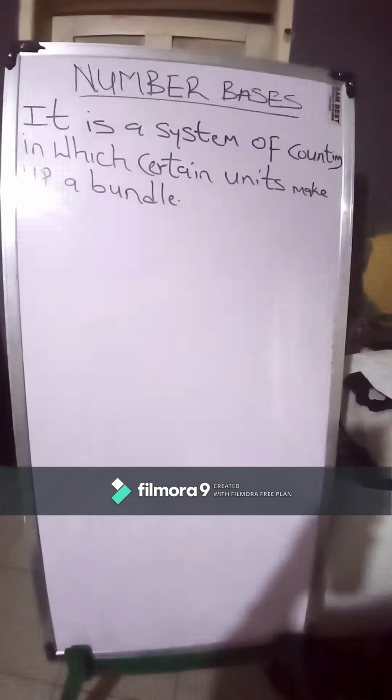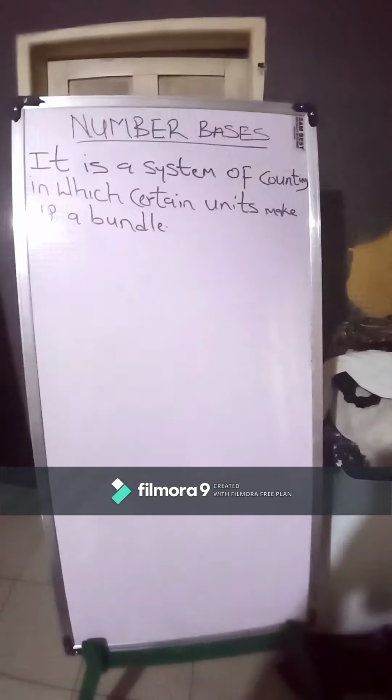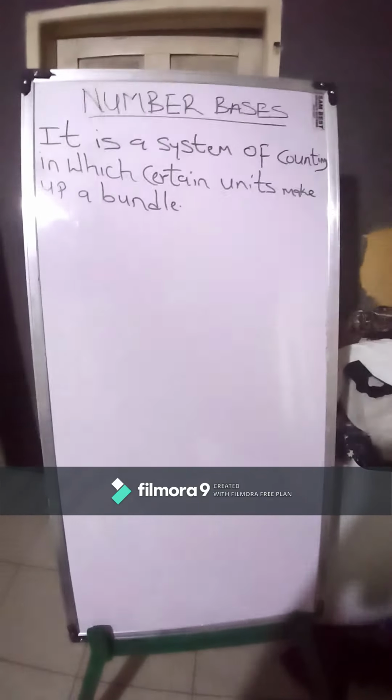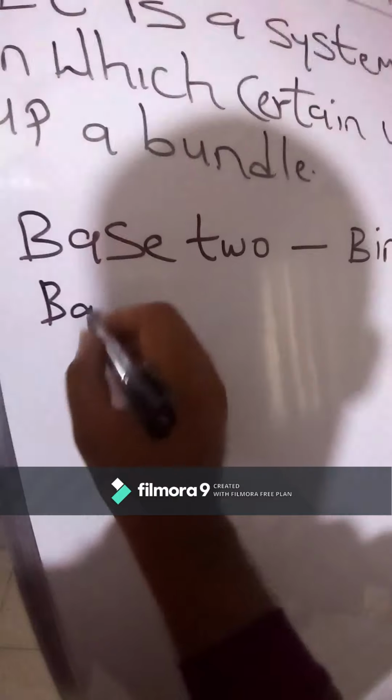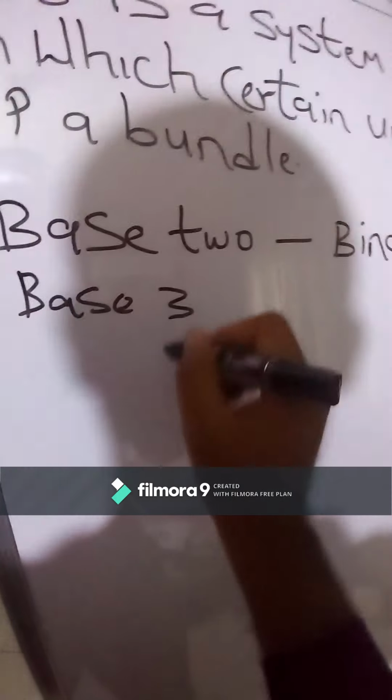Alright, now this is the definition for number base. Like I said earlier, we have from base 2 to base 10. Base 2, number base 2, is called binary. We also have base 3. Sorry, always remember to write your number base in words.